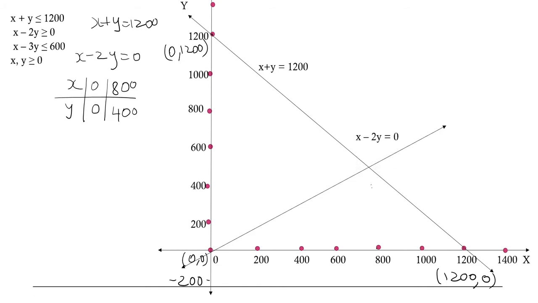You get the line x minus 2y equal to 0. So this is the point 800 comma 400.